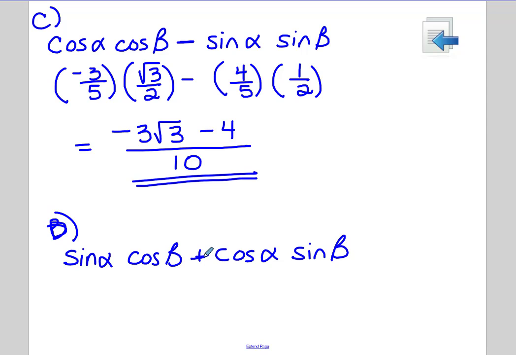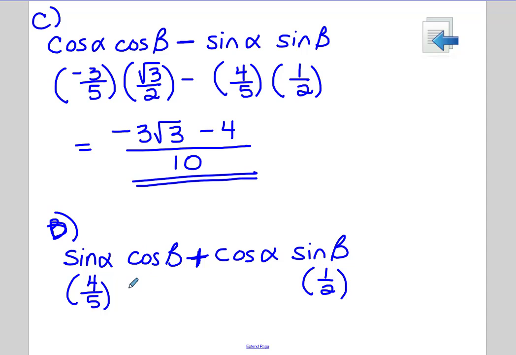So when our sum is the sine of two angles added, we keep the operation of addition and we alternate sine, cosine, cosine, sine with the alpha and the beta angles. And we said sine of alpha was 4/5 and sine of beta was 1/2. Those were the two things that were given to us.